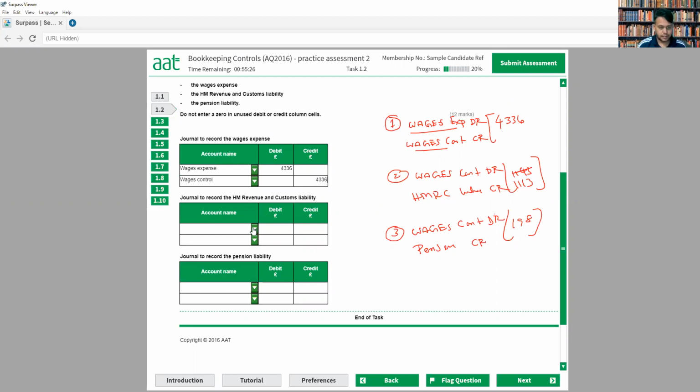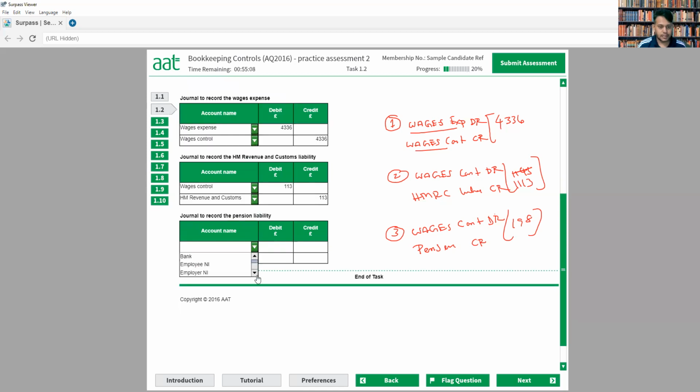The next one we have HMRC. So wages control debit, HMRC liability credit. So the debit will be 113 and the credit 113. Then you have a pension liability. So again, we said wages control debit and the pension liability credit. So the debit is 198, credit 198. So you have to remember all this journal, and we have to remember how to calculate the amount. That's it for our question number 2 for the payroll journal.